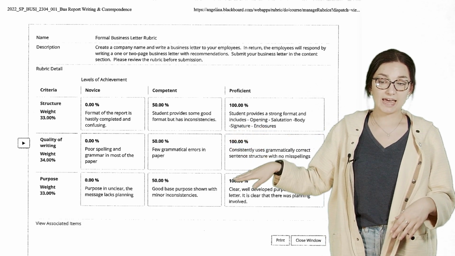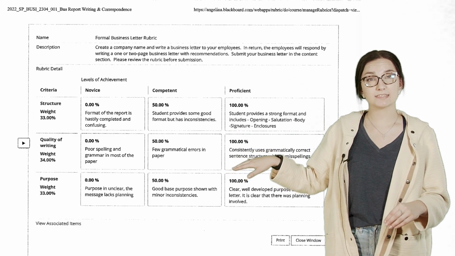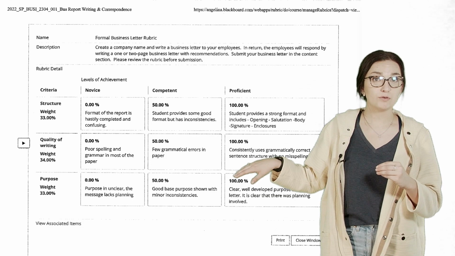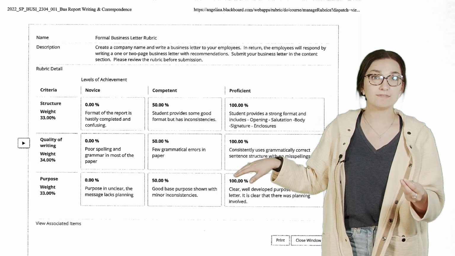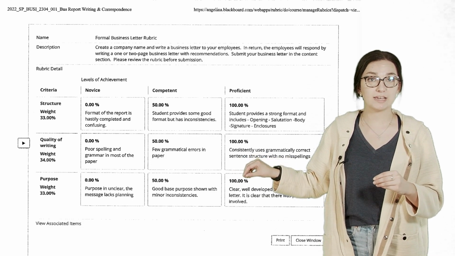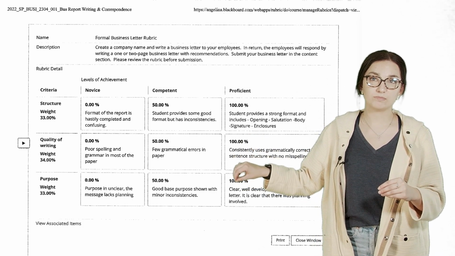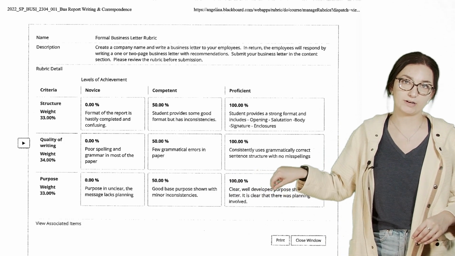And then lastly is the purpose weight. So what this is, from the point of view of whoever is receiving your letter, is whether they can understand what it's meant to say. So the purpose of your letter has to be clear to earn the points on this part of the rubric.